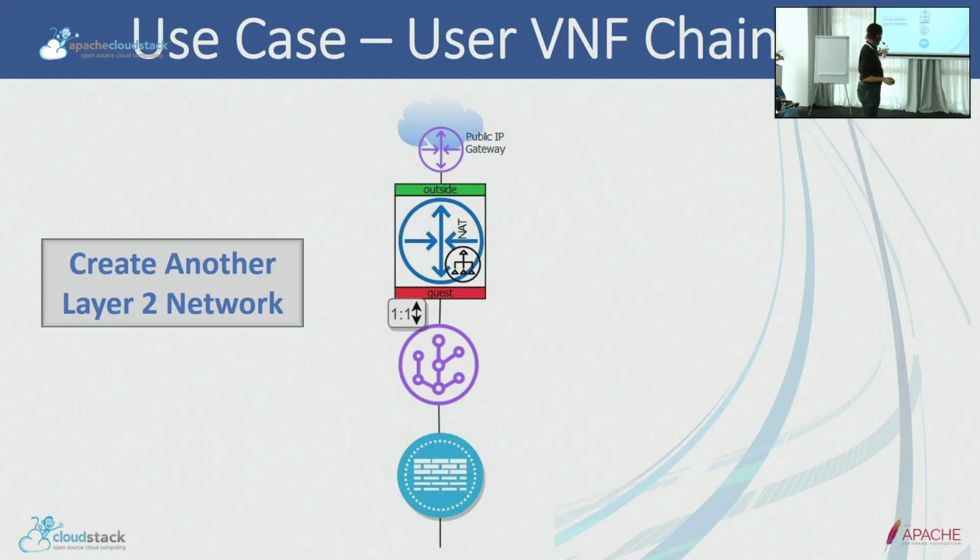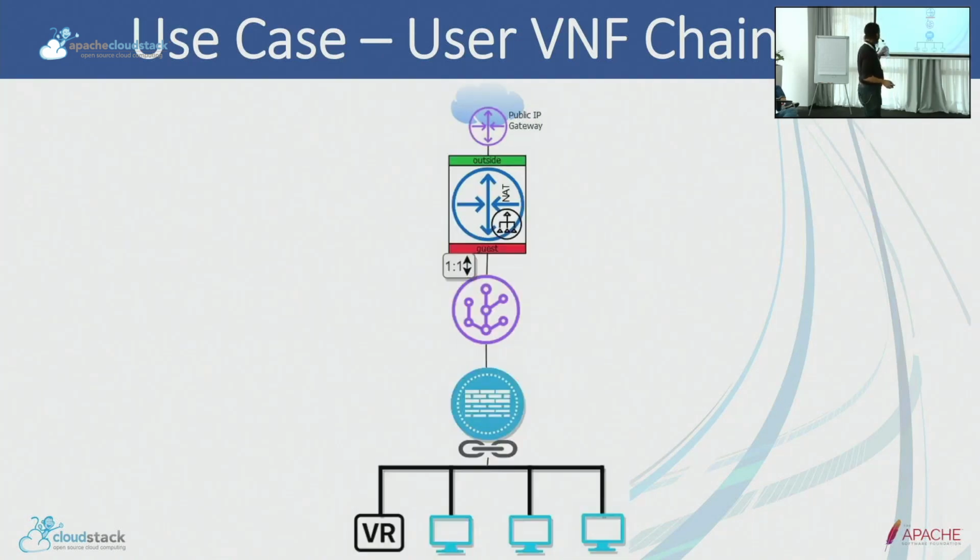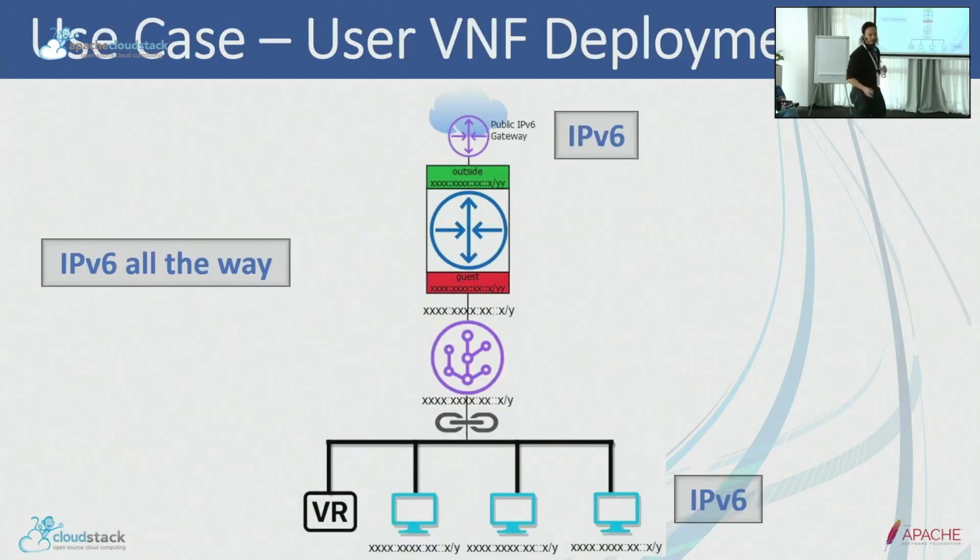Then another layer 2 network downstream from the firewall, and then that one gets associated with a shared network deployed by the end user. And there we have this full solution where the end user VMs go through that firewall, then the SD-WAN, and out to the SD-WAN mesh or the internet or enterprise network. And all of this was without any operator intervention.